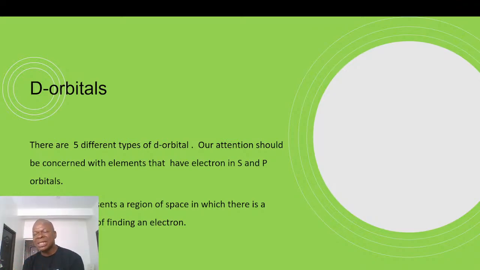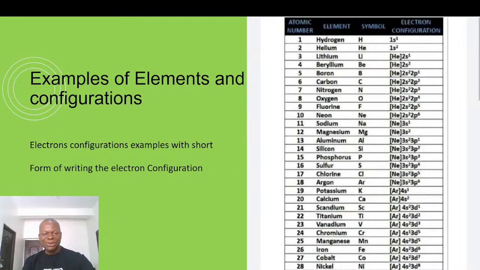So what you have to note down now is that the D orbital has different types and the P has different types, unlike the S orbital. So let's look at examples of elements and their configuration again. I bring this back because most times, especially for elements that have a very long electronic configuration, there are ways you can shorten them so that you don't get confused.